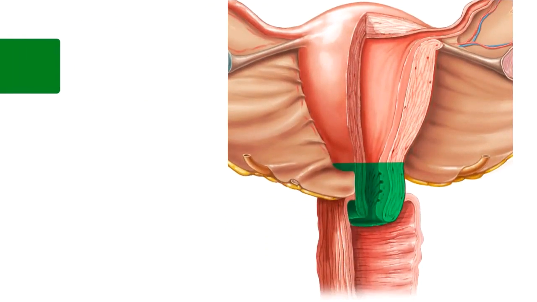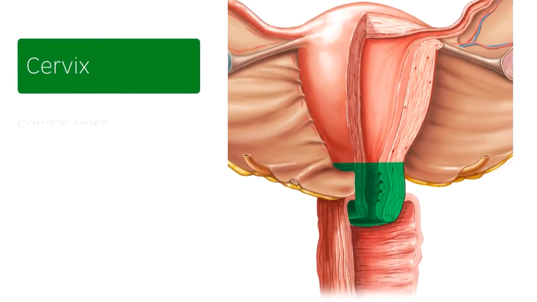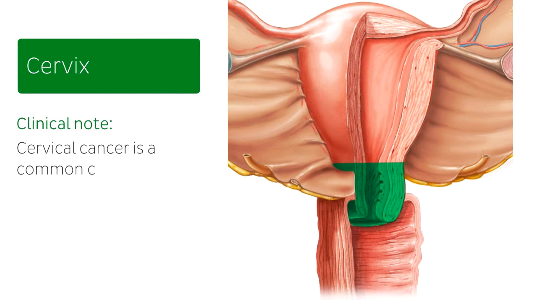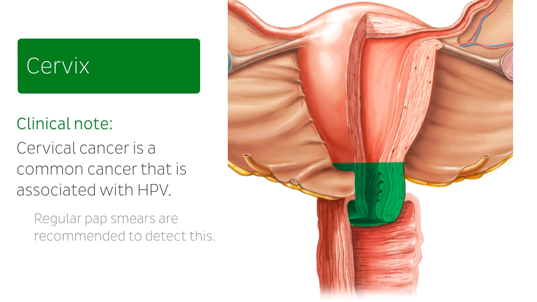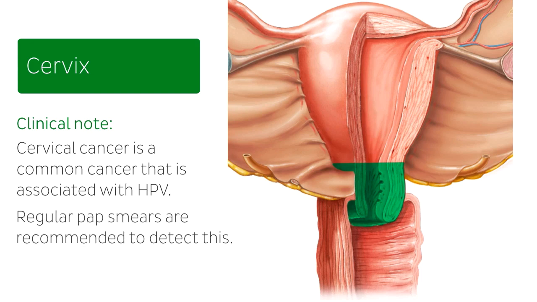A brief clinical note to make while we're here. Cervical cancer is a common cancer associated with human papillomavirus, or HPV. As HPV is a common sexually transmitted disease, its presence, as well as the presence of the epithelial changes that cervical cancer can elicit, can be detected with regular pap smears. A pap smear involves opening the vagina with a speculum and collecting cells from the cervix in order to look for any precancerous or cancerous changes.